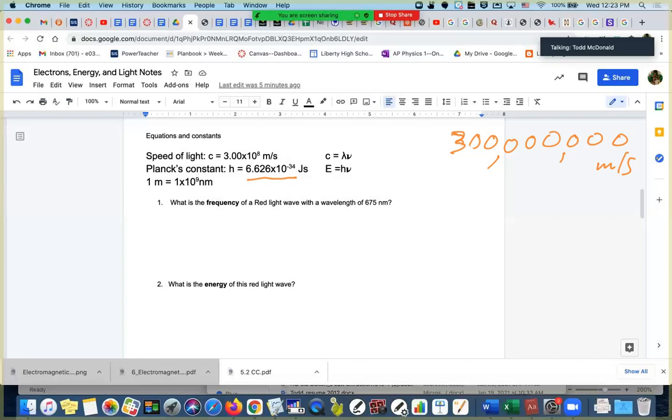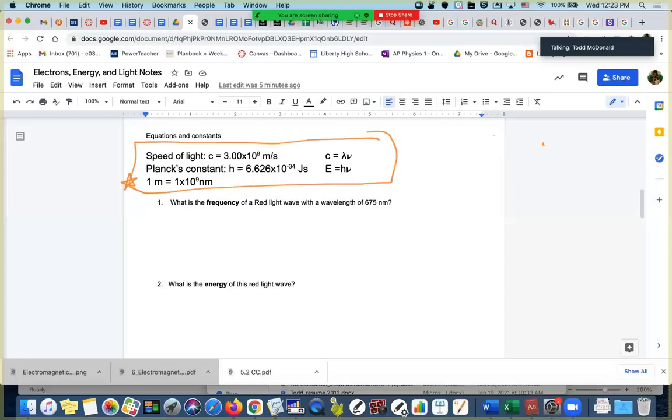And why we're going to use these values is we're going to look at the relationship between wavelength and frequency and how it connects to the speed of light. And then we're going to talk about the energy of these waves, and Planck's constant shows up in that equation. The other thing to point out is we will do a little bit of conversions with nanometers and meters. That will all be given to you. So all this information, if you need it on a quiz or a test, you'll get those equations and constants.